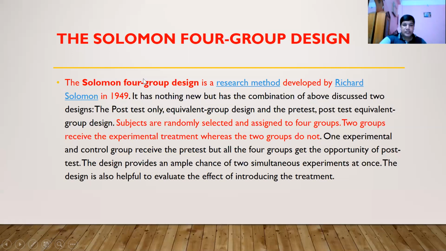The subjects bhaneko hamro experiment garne student haru. The subjects are randomly selected and assigned to four groups. Title ma four group design bhaneko chha ni. Charota group bancha yesma. The two groups receive experimental treatment, whereas two groups do not. Duitai group lai treatment dine, duitai group lai chha nadine. Ani pachi last ma chha result herne. We see the result. Okay.